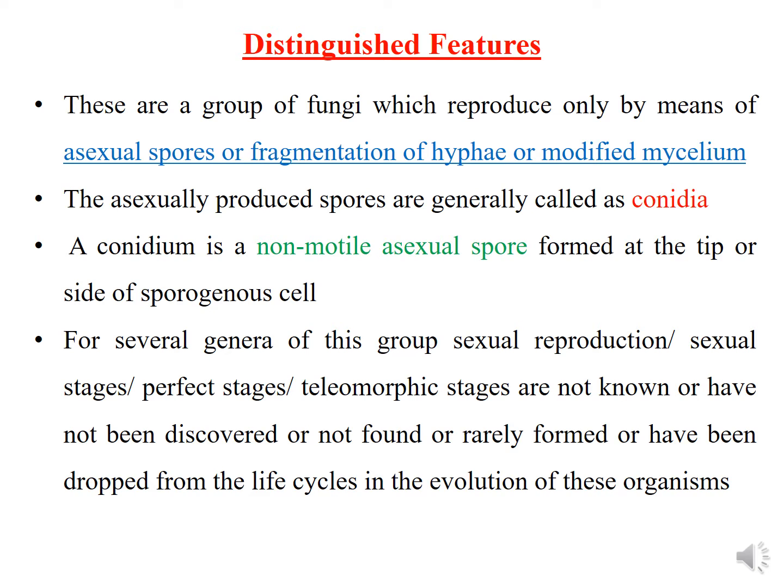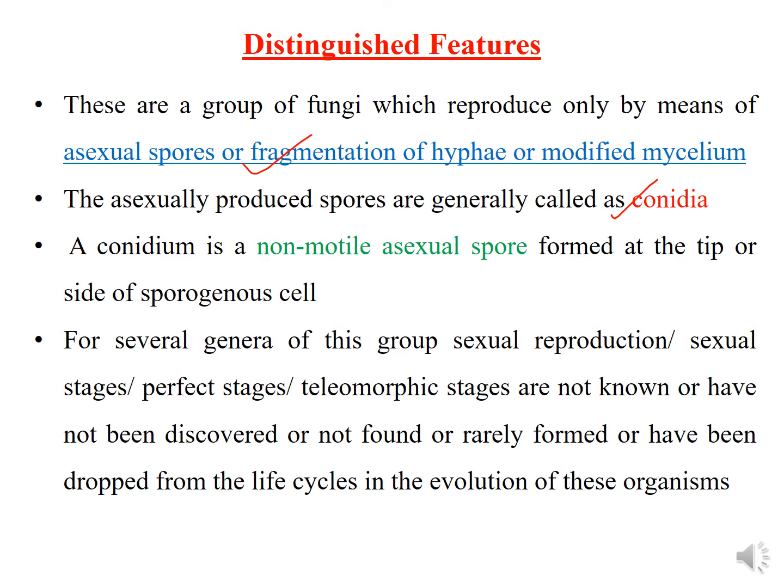Deuteromycotina fungi are a group of fungi which reproduce only by means of asexual spores or fragmentation of hyphae or by modified mycelium. The spores which are produced asexually are generally known as conidia. And what is this conidium? Conidium is a non-motile asexual spore which is formed at the tip or side of the sporogenous cells. Generally these conidia are produced on the conidiophores.